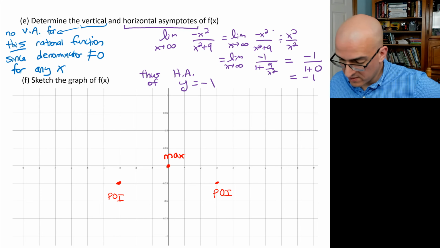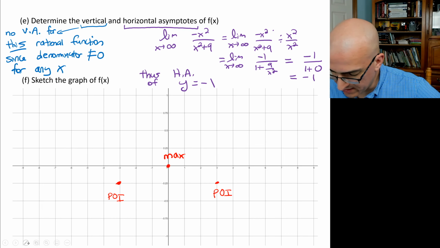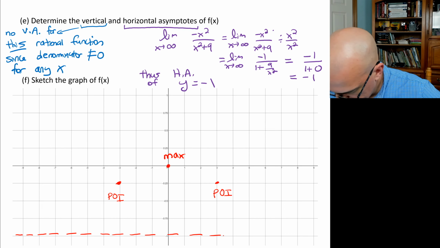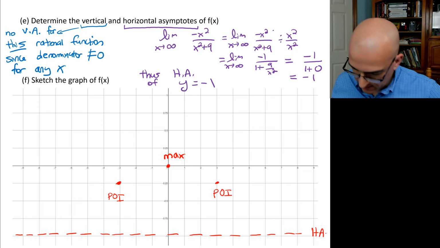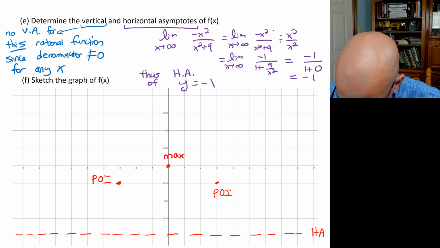Now, the vertical asymptote is absent. There is no vertical asymptote. The horizontal asymptote is minus 1. I'll put that in. So that's a horizontal asymptote. Okay, and I think I need to get these POI words out of the way. They might be in the way of the picture.